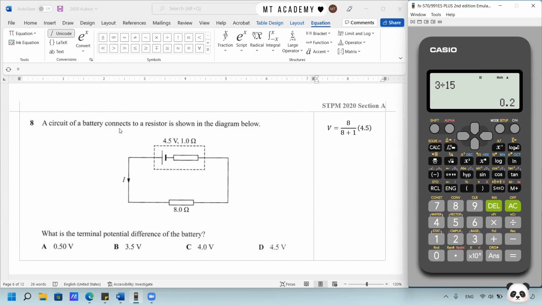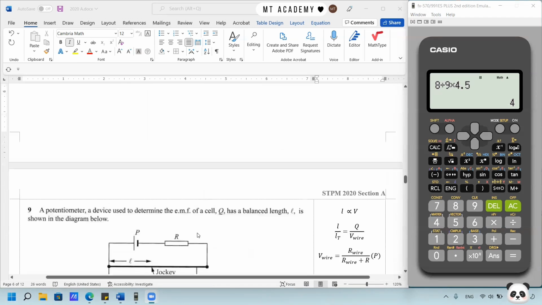A circuit of a battery connected to a resistor is shown in the diagram below. What is the terminal potential difference of the battery? Terminal means that you need to include the whole thing, so the internal resistance is also included. To get the potential difference, we can just apply the potential divider, because the terminal potential difference of the battery is also equal to the potential difference across the 8 ohm resistor. So we have 8 over the total resistance, 8 plus 1, 9, multiplied by the EMF of the battery, 4.5. So the answer will be equal to 4 volt. The answer is C.